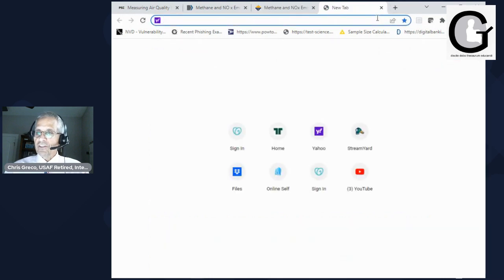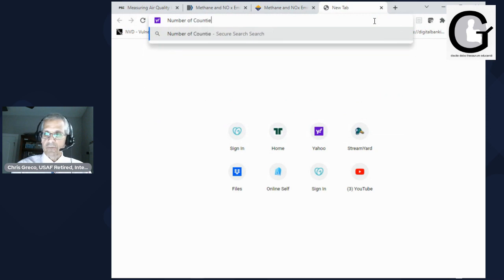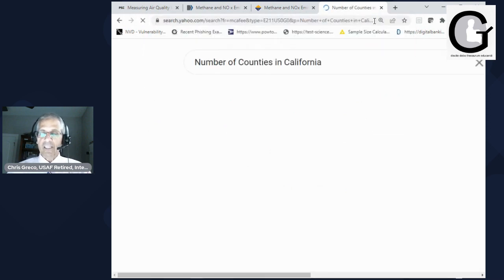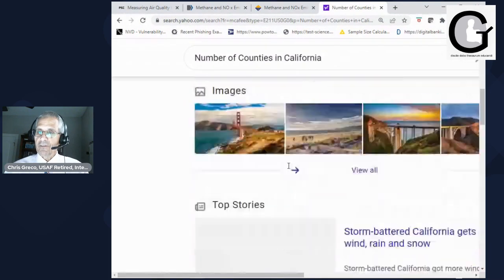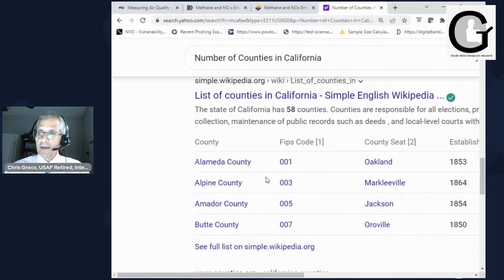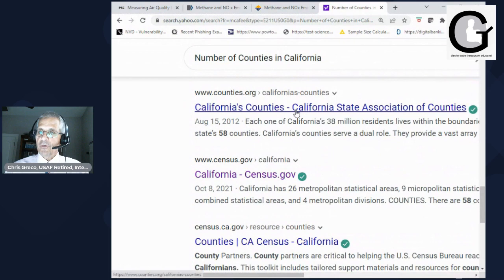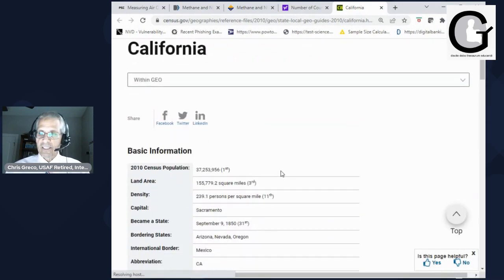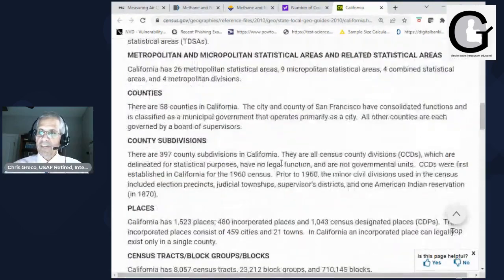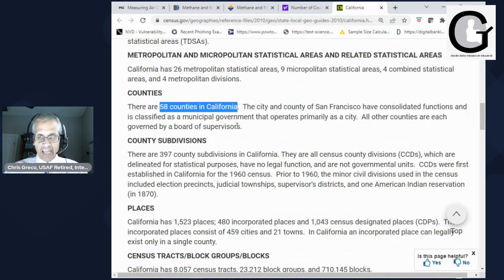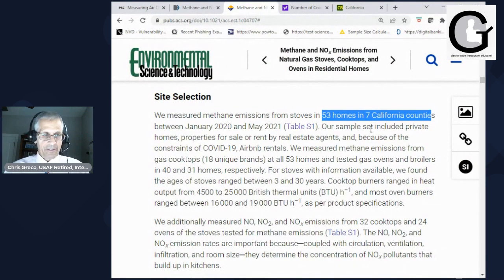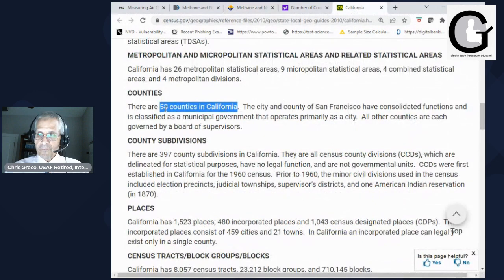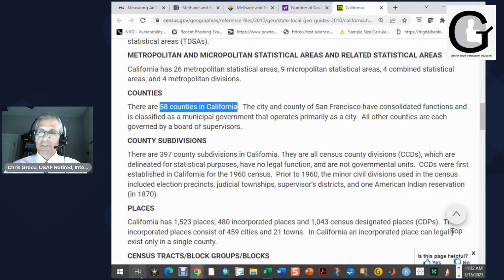So what does that mean? Well, let's take a look at this for a second. The number of counties in California. I want to know how many counties there are in California. List of counties, Wikipedia, and I don't really want anything Wikipedia. So counties.org, California counties. Here is census.gov. Let me go to census because I do like that area. There are 58 counties in California, right there. Census.gov says there are 58 counties in California. How many were sampled? 7. 7 out of 58. So a lot of people might say, okay, Chris, what are you getting at?